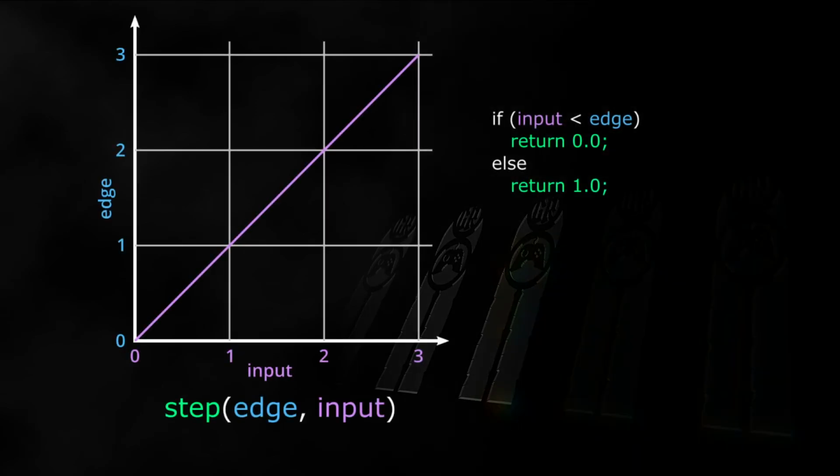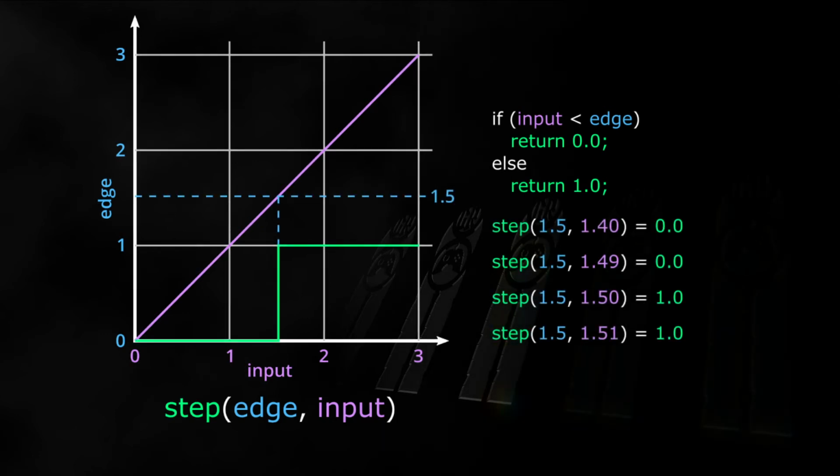First, the step function. Step takes two values. The first value is the edge value. The second value is compared to the edge. If the second value is smaller than the edge, step returns 0. And if it's greater than or equal to the edge, step returns 1. So it's really a nice switch to set on and off based on the second value. In our example, if the edge value is 1.5 and the input value is 1.4 or 1.49, step returns 0. But if the input value is the same as the edge, 1.5 or higher, step returns 1.